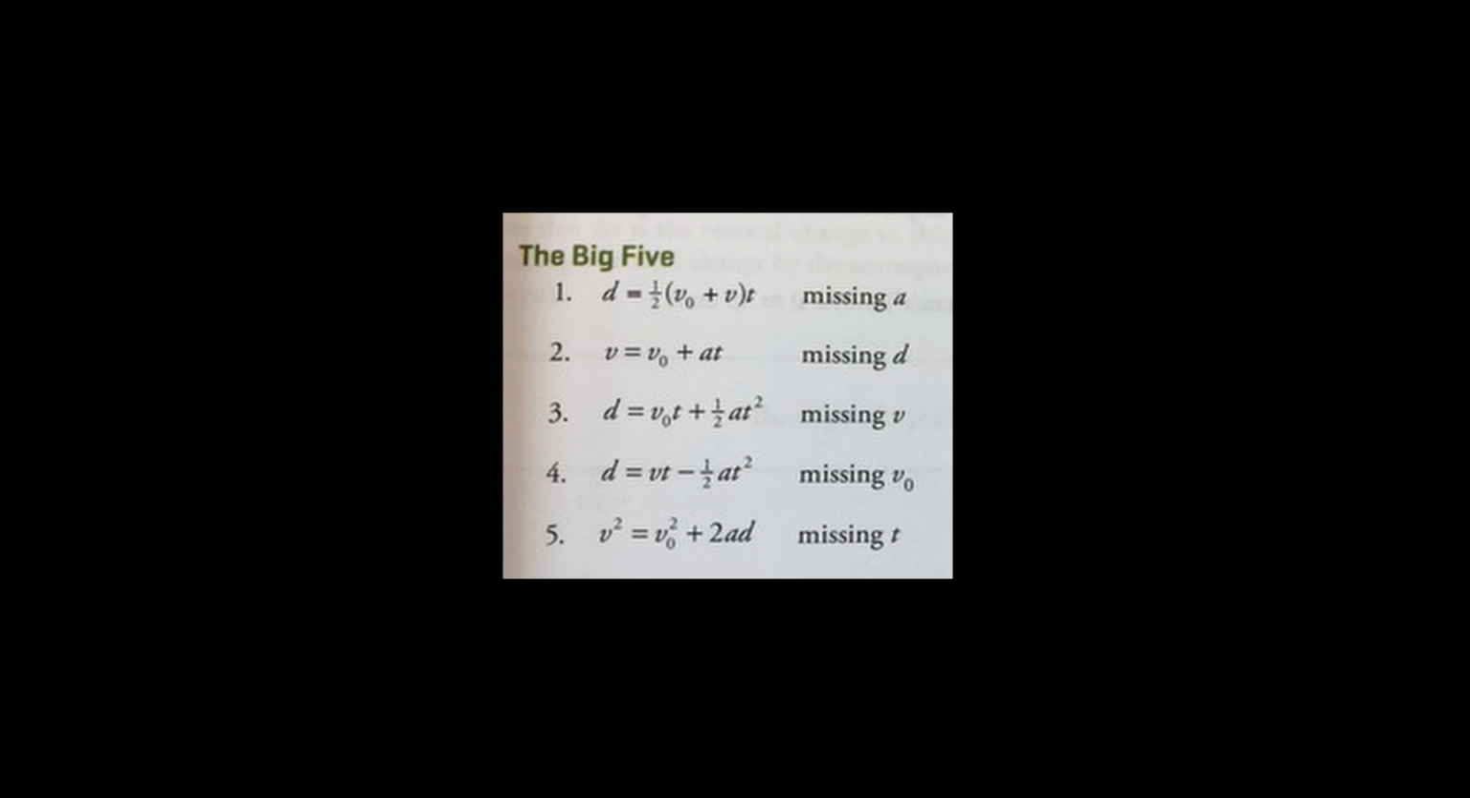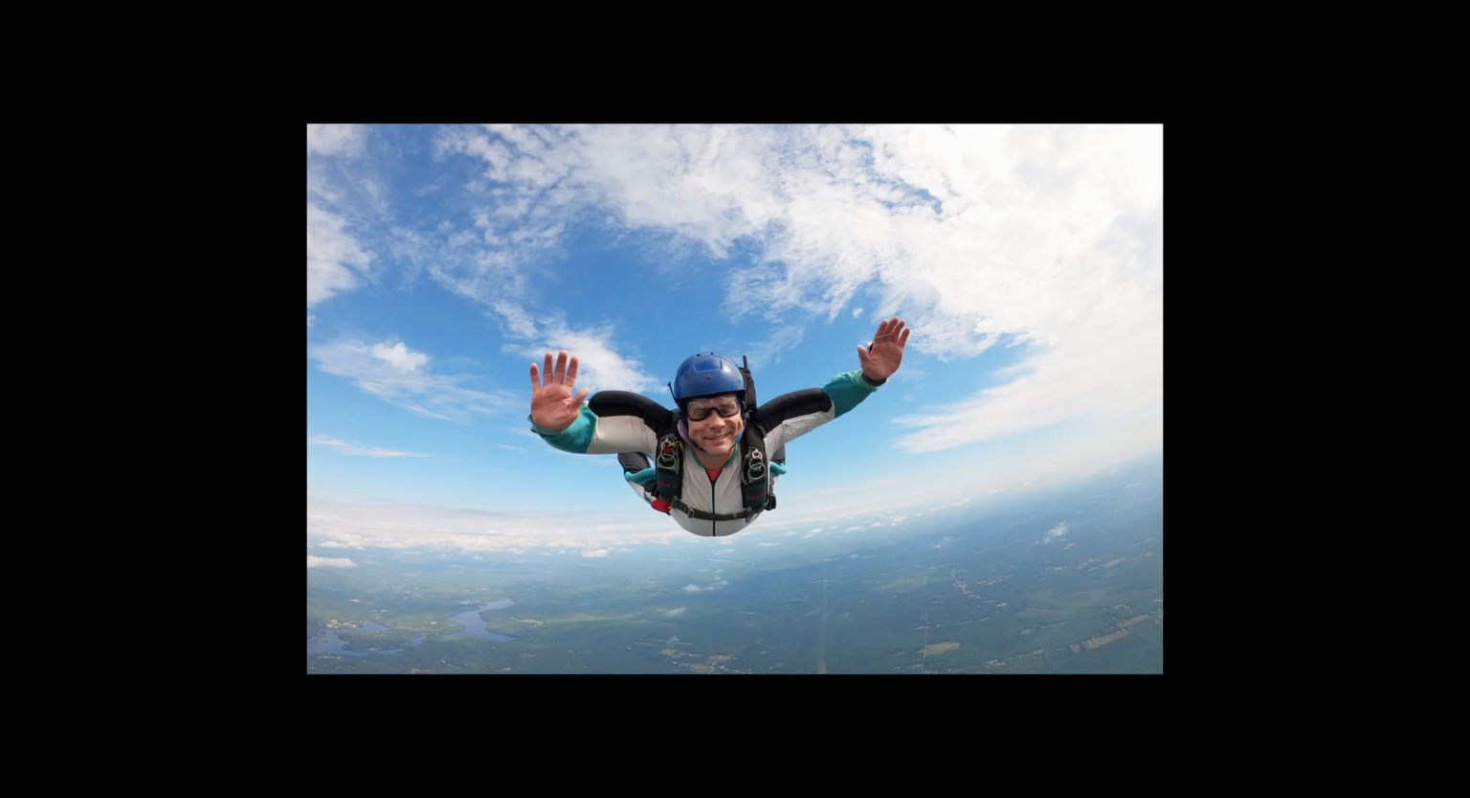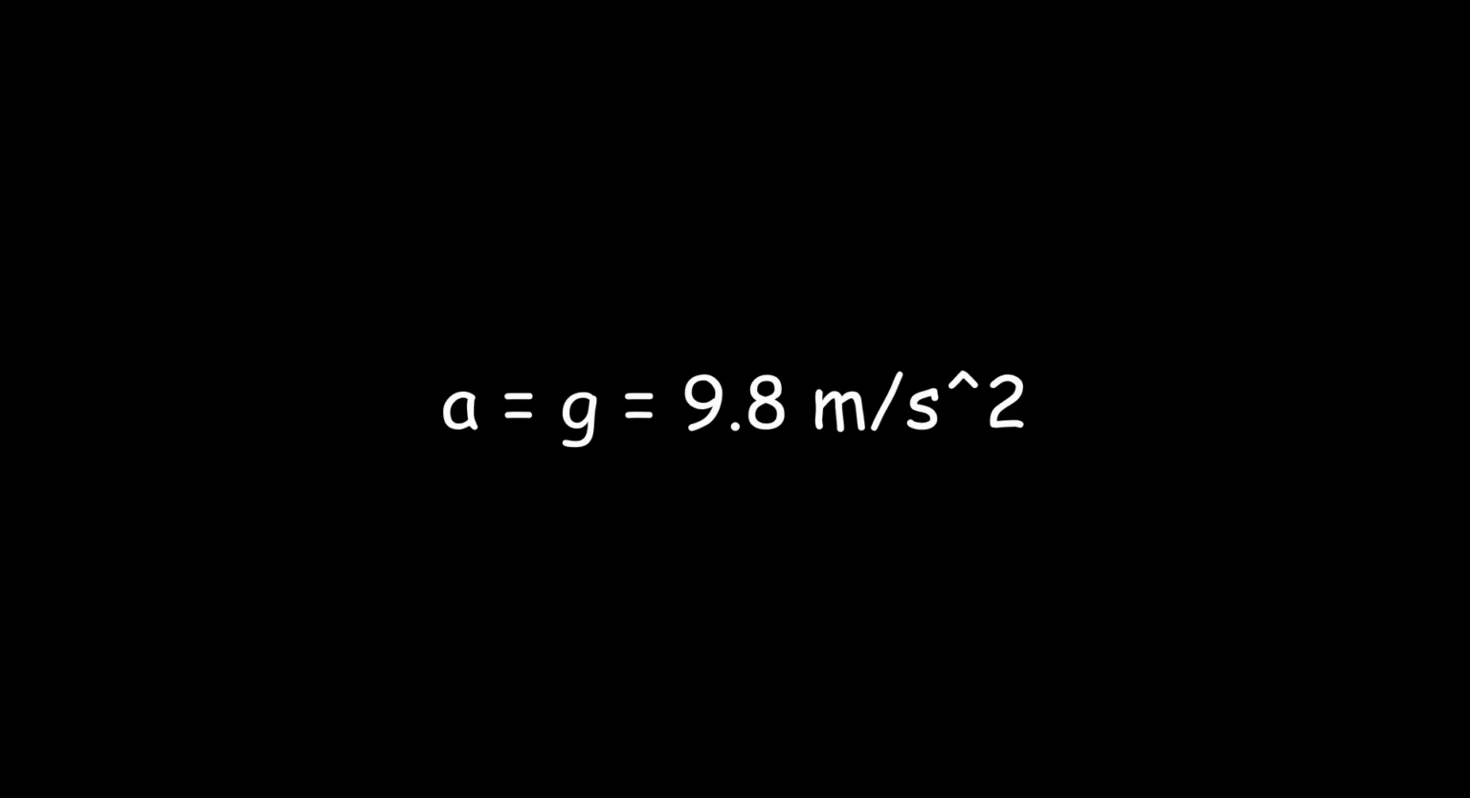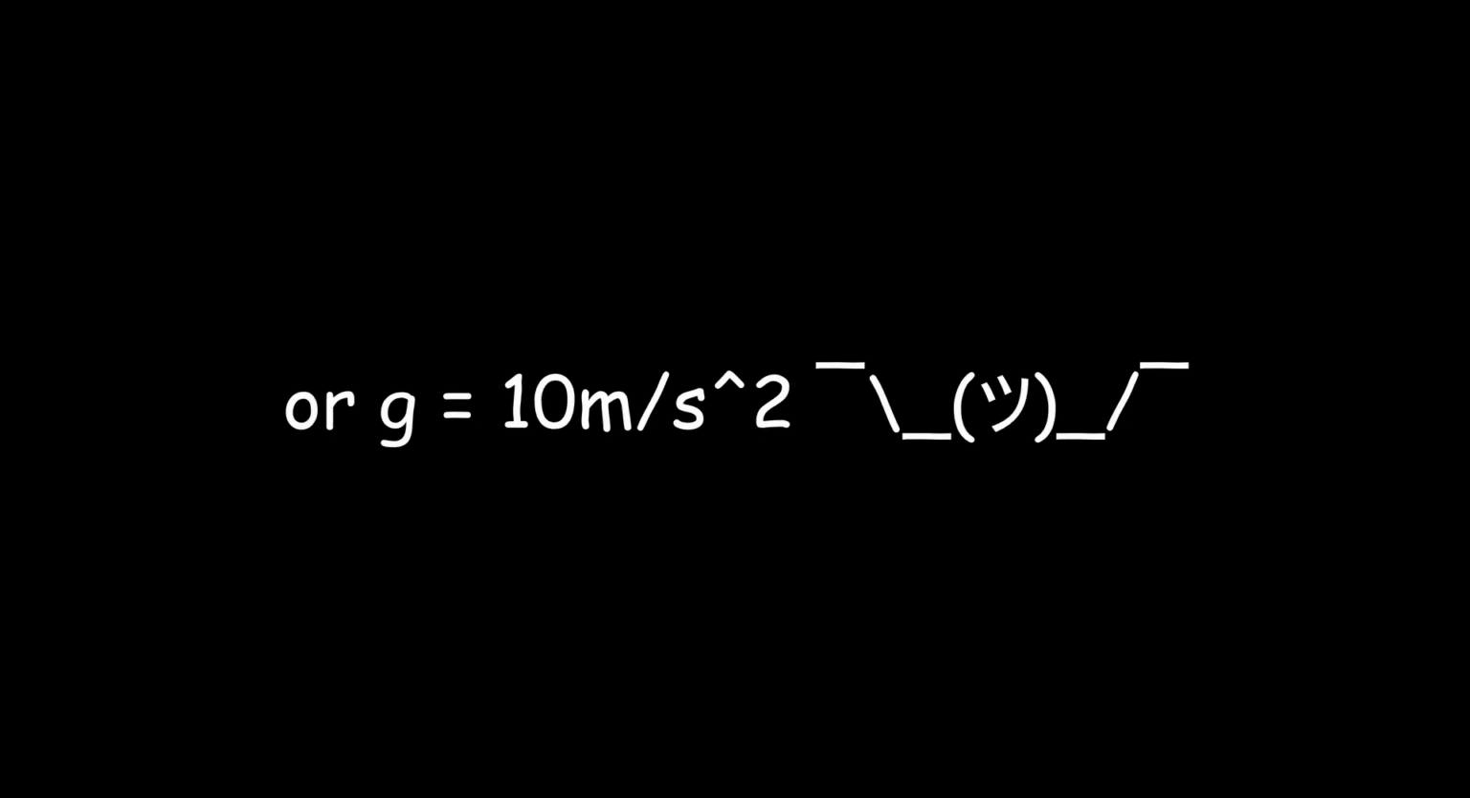Unit 1, Kinematics. There's these 5 equations. They're called the Big 5. You really need to know them. Each of them is missing one variable that you might see in a problem, which is perfect because if you don't see that variable in the problem, use that equation. It's that simple. If you're in free fall, well, that's perfect. Your acceleration is 9.8 meters per second squared because that's the acceleration of gravity. Sometimes just use 10 meters per second squared because that's faster.